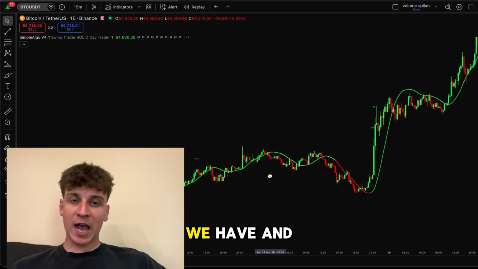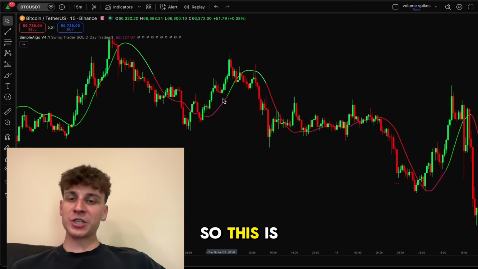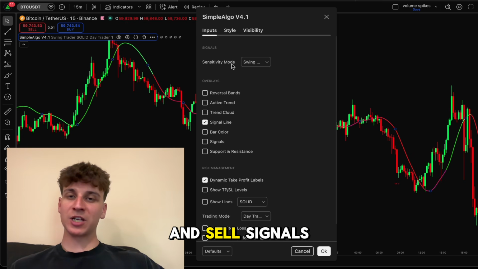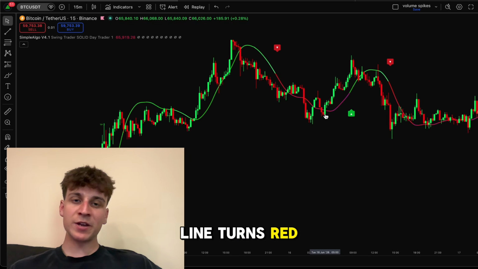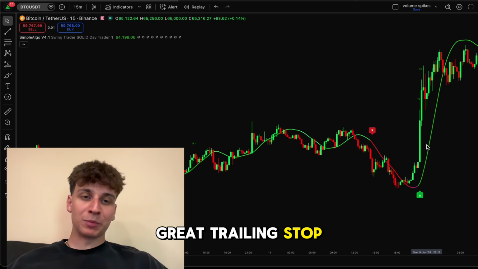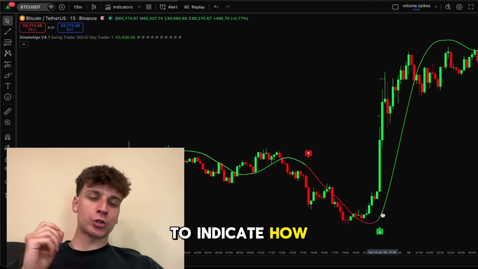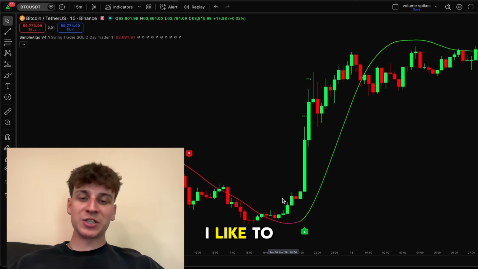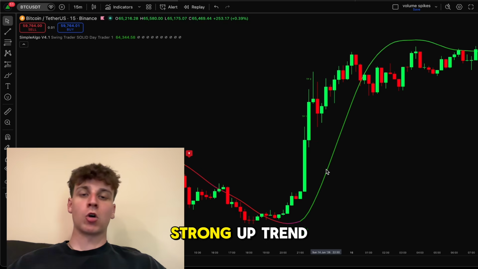And another feature we have, and I like to use this for scalping, is called the signal line. This is going to trace all of your buy and sell signals. As you can see here, when we have a sell signal, the line turns red, and when we have a buy signal, the line turns green. This is a great trailing stop loss when you're scalping, and it's also a good way to indicate how strong the trend is. So the way I like to see it is, if this is pointing up a lot, then you're in a very strong uptrend.